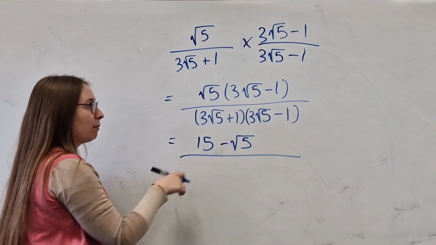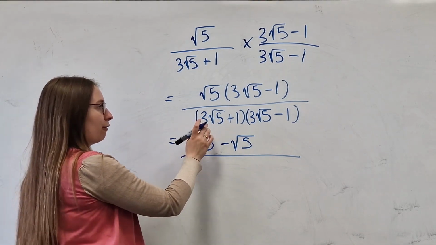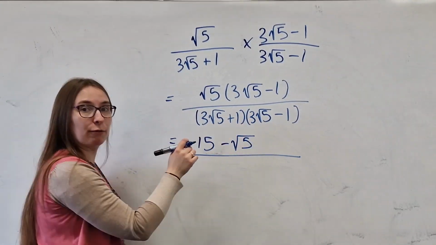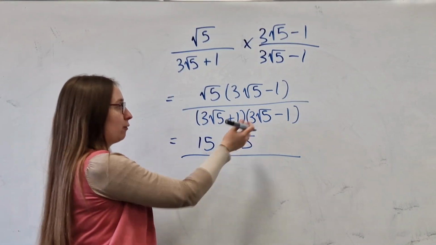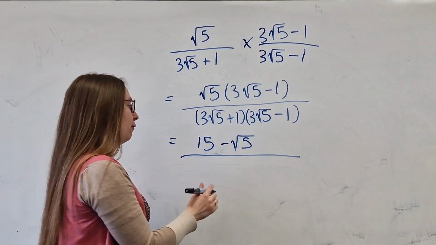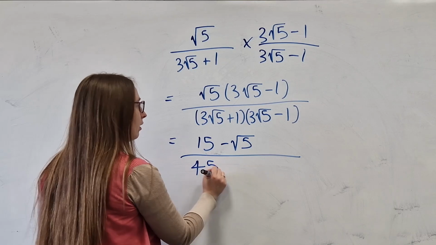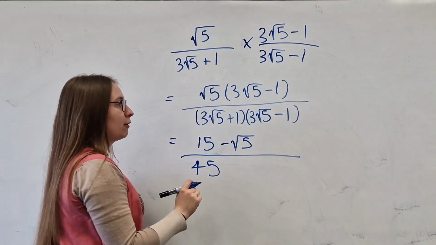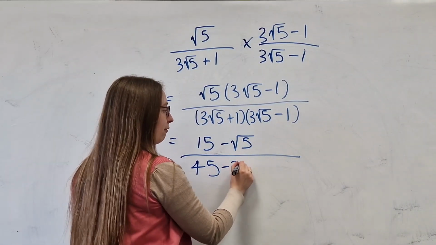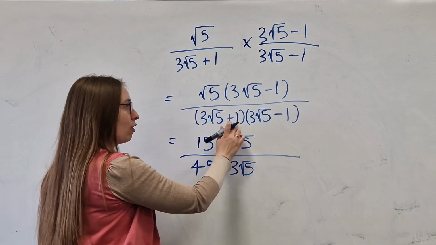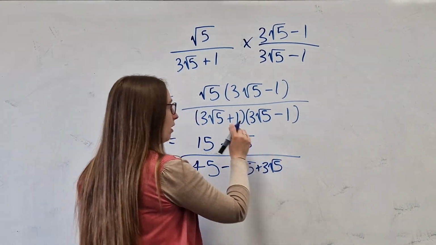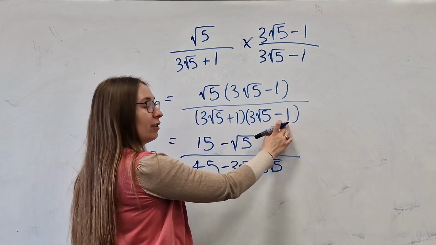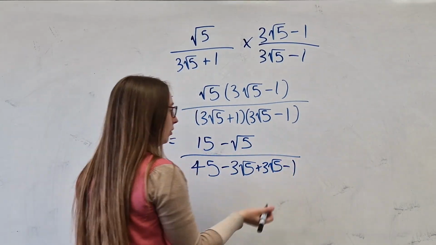Now I'll use FOIL on the bottom to expand my double brackets out. So I've got the first term, so 3 root 5 times 3 root 5. So 3 times 3 is 9, root 5 times root 5 is 5, 9 times 5 is 45. Okay. 3 root 5 times minus 1 is minus 3 root 5. And then 1 times 3 root 5 is 3 root 5. And then we've got the last term, which is 1 times minus 1, which is minus 1.